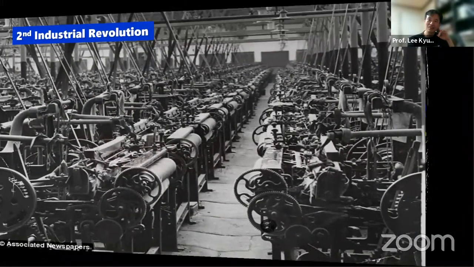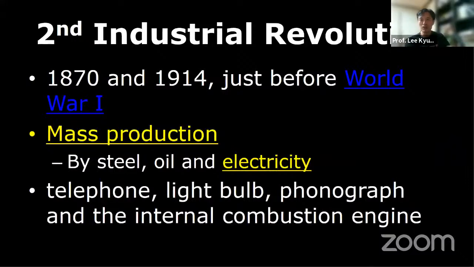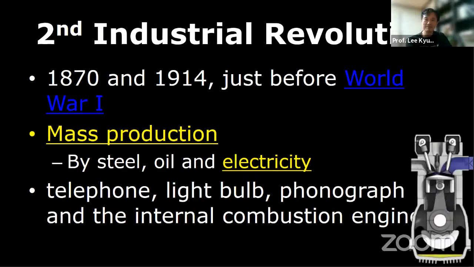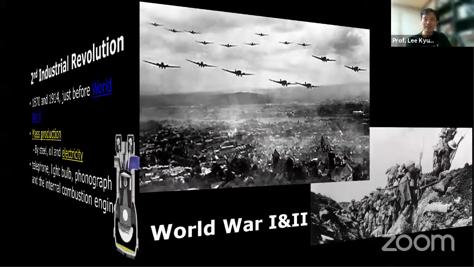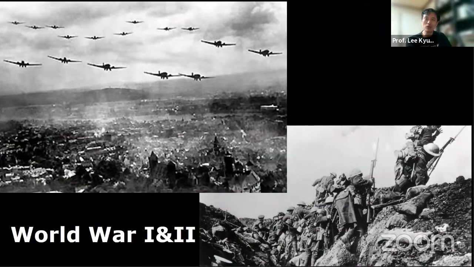And the second industrial revolution occurred between the 1870s and 1914, just before World War I. Mass production by steel, oil, and electricity increased the productivity sharply. Telephone, light bulb, photograph, and the internal combustion engine were invented during this time. As a side effect, World War I and II broke out and many people died.